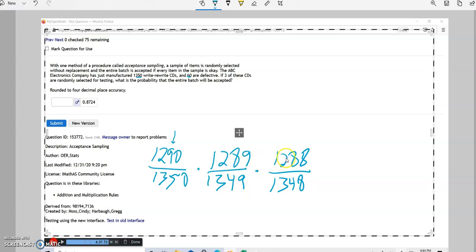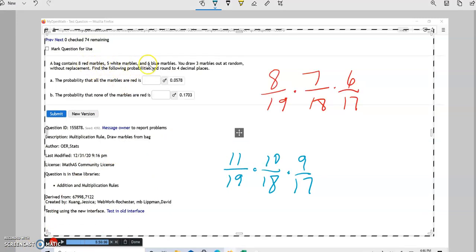So one less good one, which is 1288, one less total, which is 1348. And again, I highly encourage you to do it as I said. So 1290 times 1289 times 1288 divided by 1350 divided by 1349 divided by 1348 equals, boom.